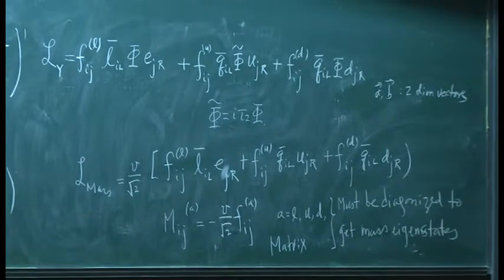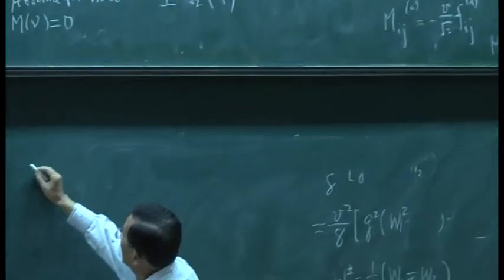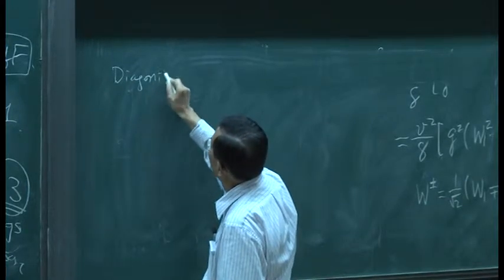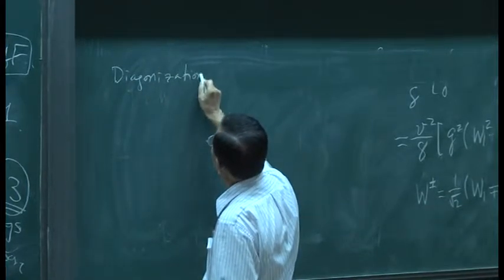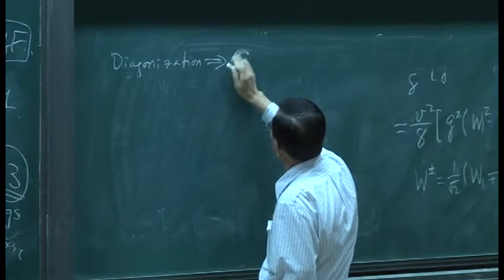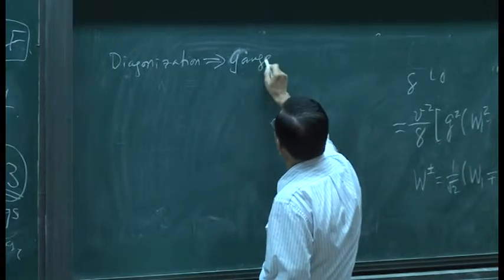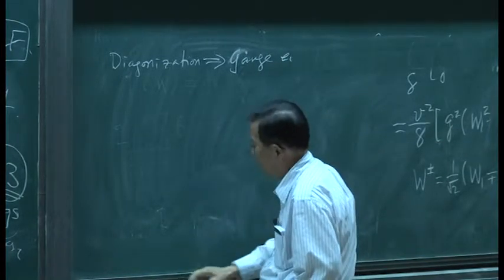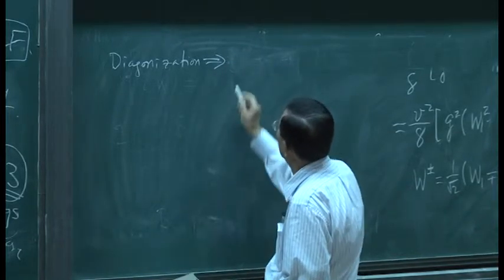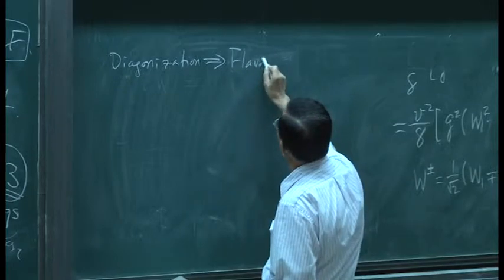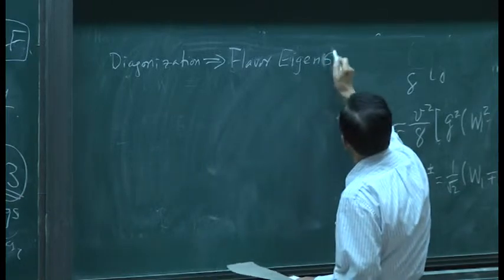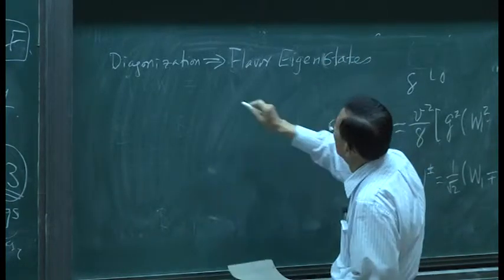So this diagonalization means that the gauge eigenstate, flavor eigenstate, will be mixed.